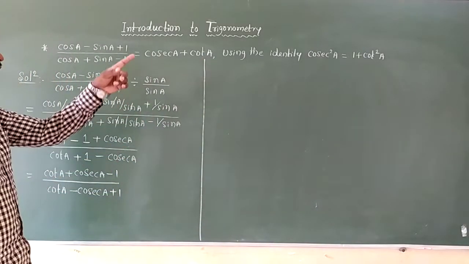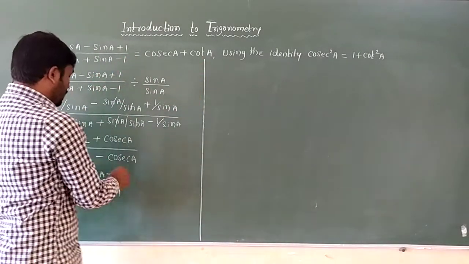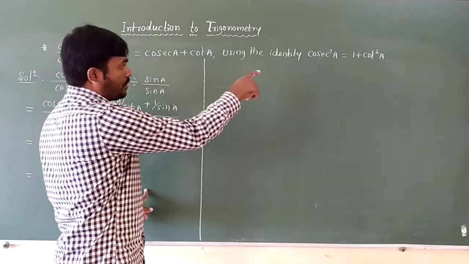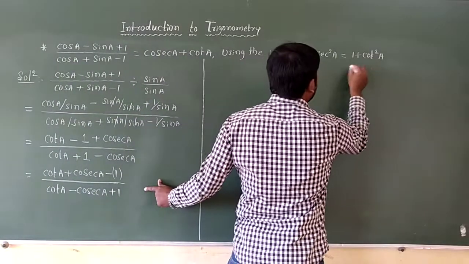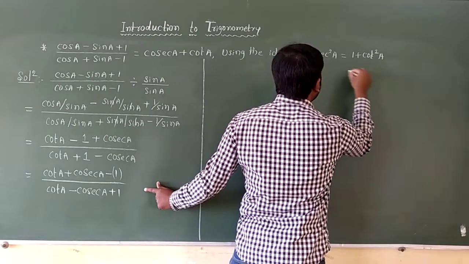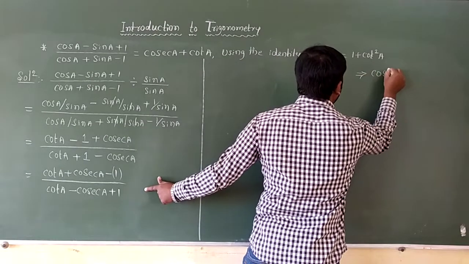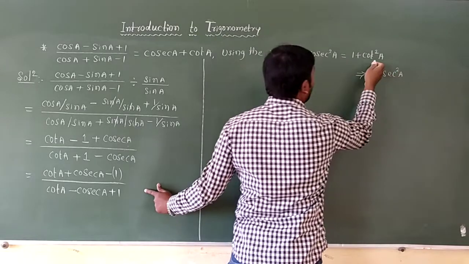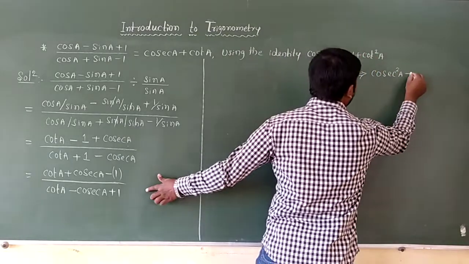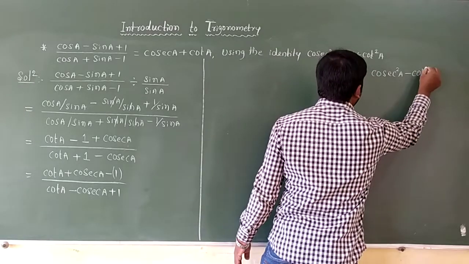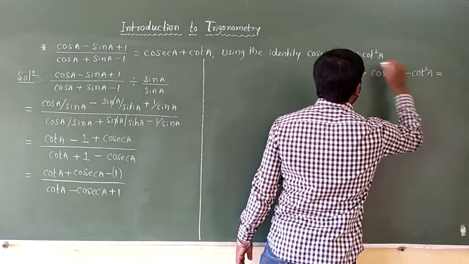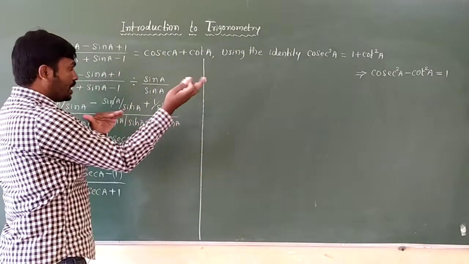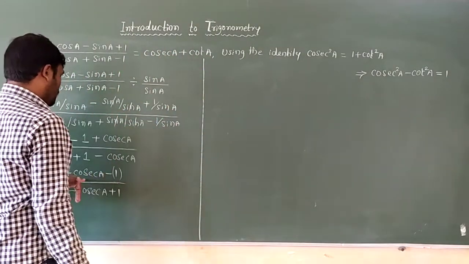What is the identity there? We will take the value of 1. To get that, we have to solve this one. Then it becomes, this gives us cosec square A minus cot square A, taking this onto the left hand side, is equal to 1. We will use that result here in this equation.